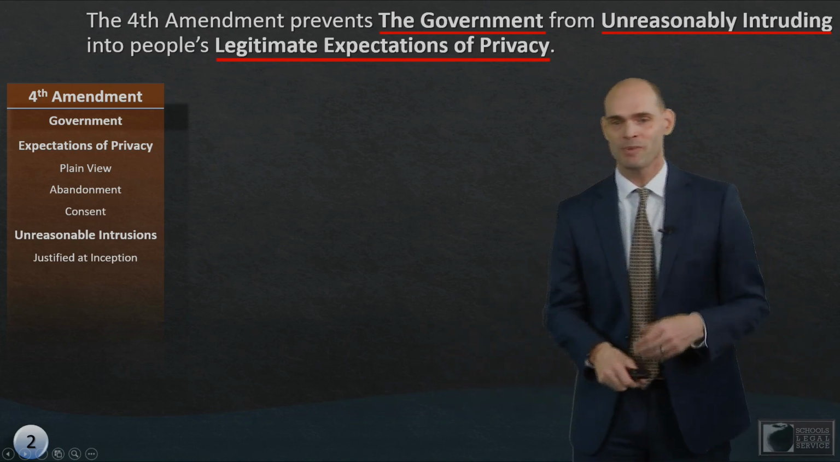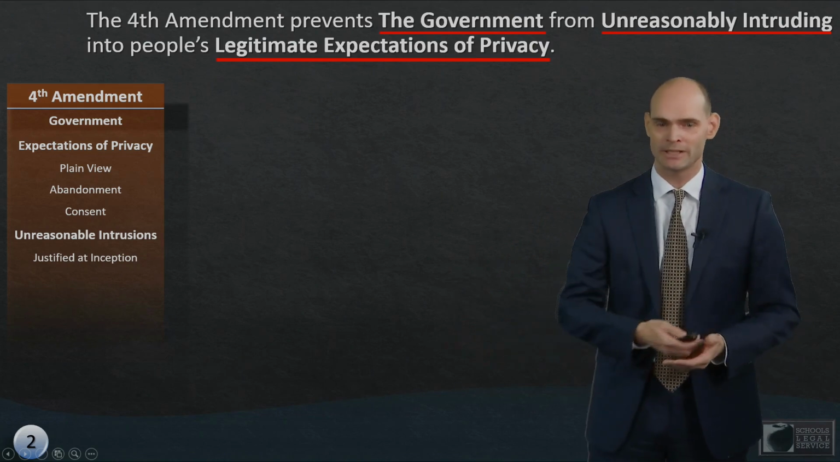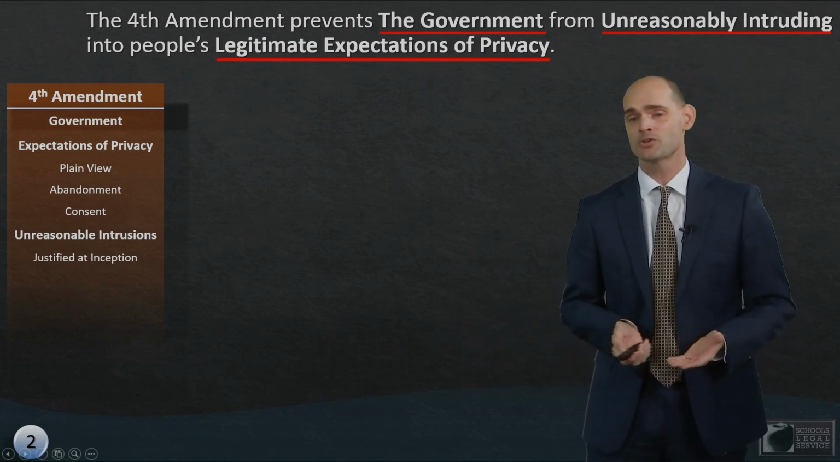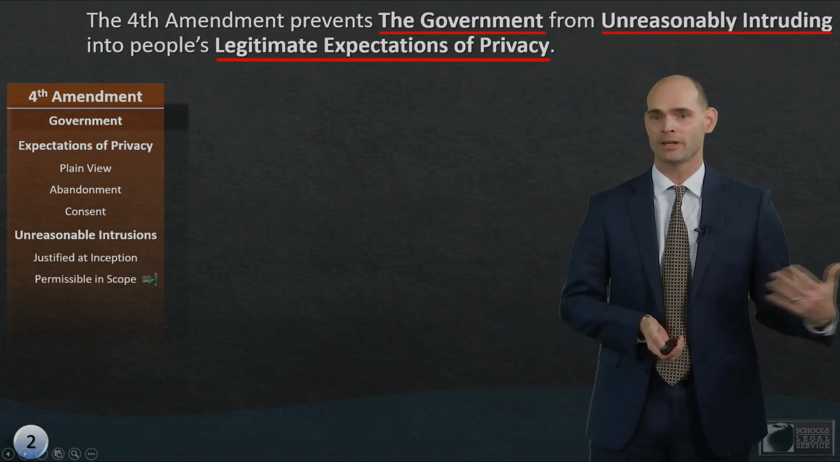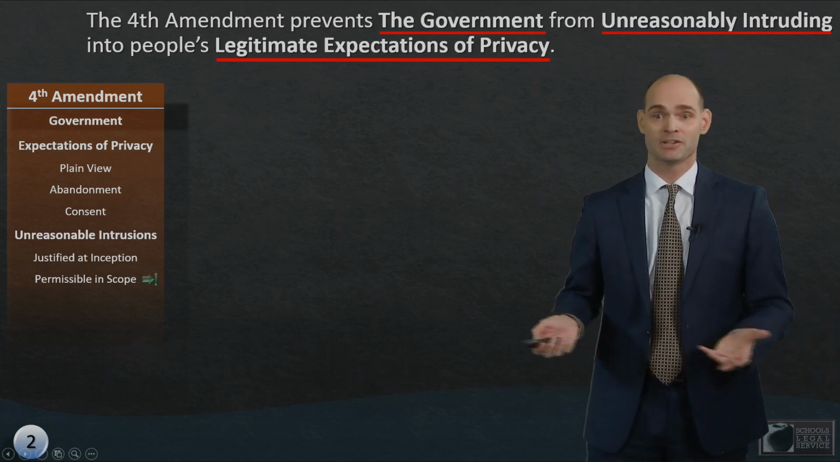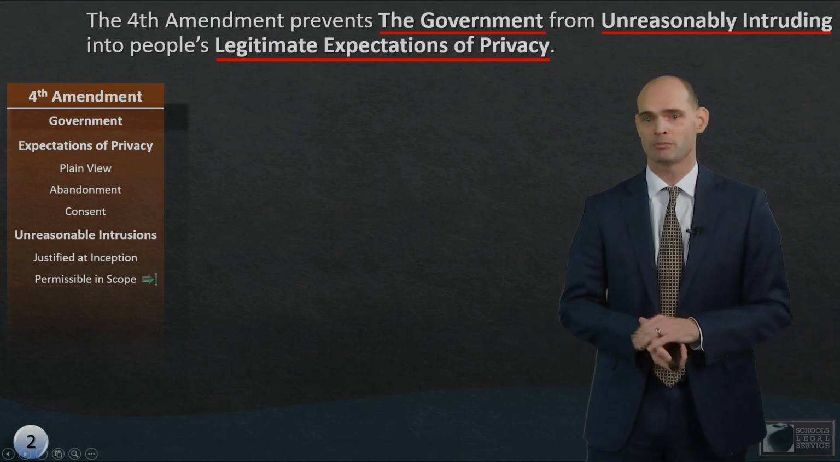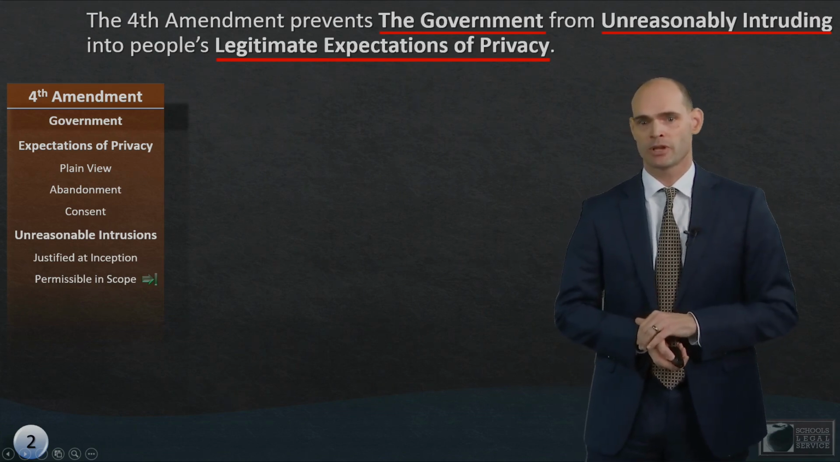All right. So the measures adopted have to be reasonably related to the objectives, and they can't be excessively intrusive in light of the age, sex of the student, and the nature of the infraction, which is something that plays a big role. Okay? So we're going to dive into those things.